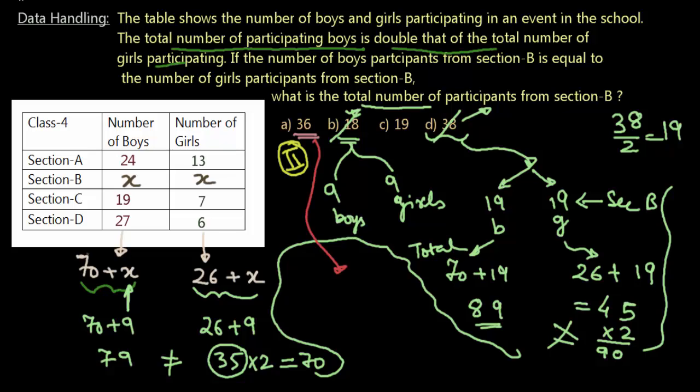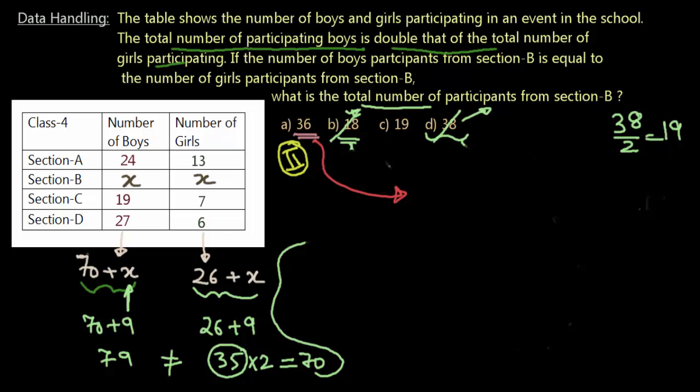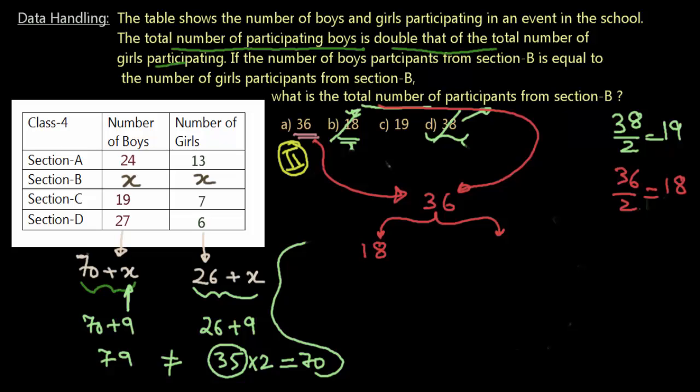Let me rub out and show you. If you try option 36, 36 depicts the total number of participants from section B. If you divide 36 by 2, you will get 18. So there are 18 boys and 18 girls. Now if you add this 18 to the already existing 70 boys, and 18 to the already existing 26 girls, 70 plus 18 is 88 and 26 plus 18 is 44.